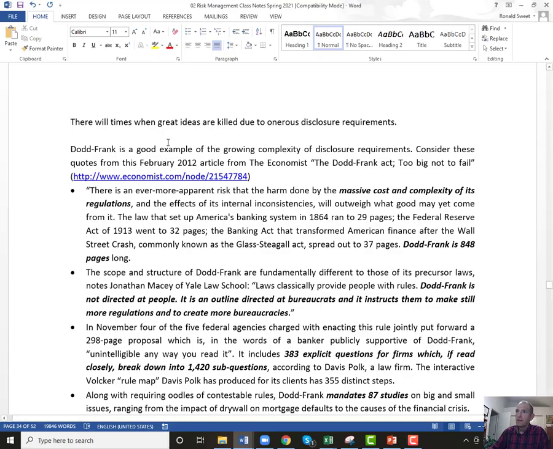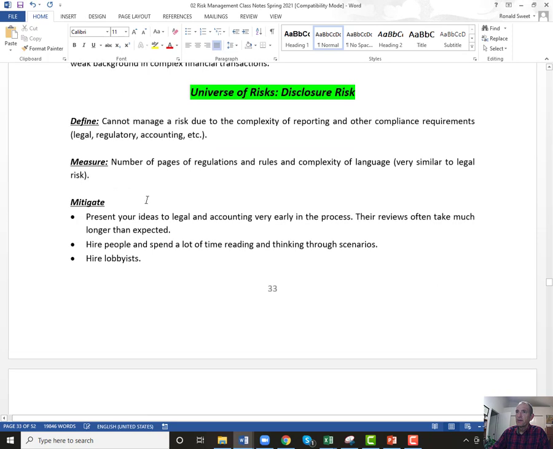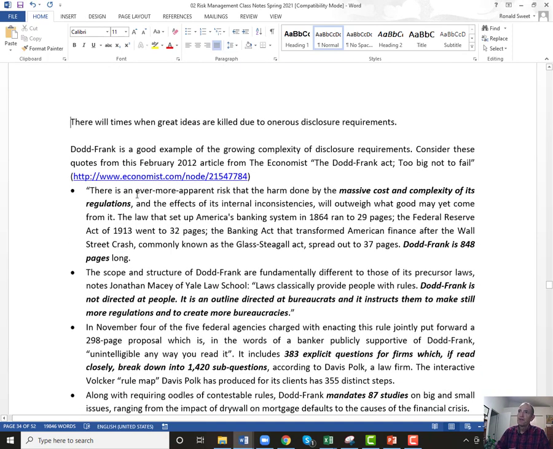So we were talking about disclosure risk, and I mentioned this will probably be an issue for you sometime in your career, if not many times, because you have to get approval of the legal side, the accounting side, the regulatory side for your ideas. And there are times where great ideas will be destroyed by disclosure requirements. You just cannot do everything.